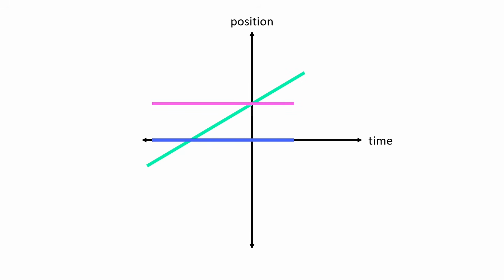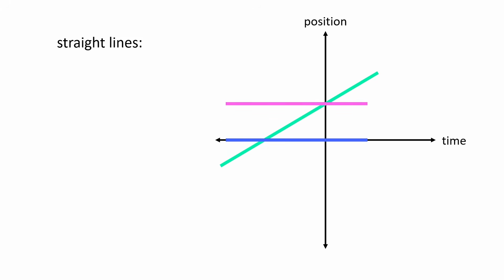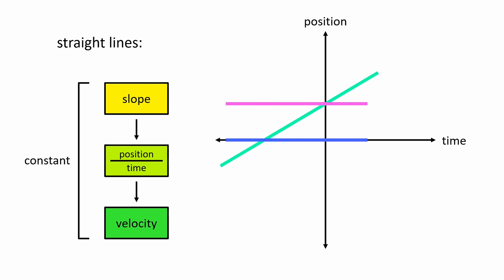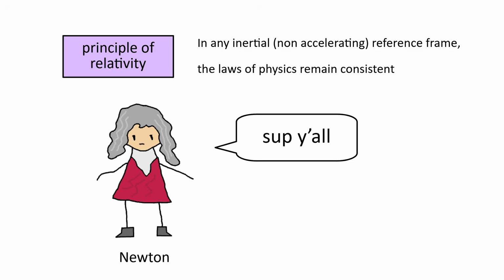But what about the straight line requirement? Well, in the context of these graphs, straight lines correspond to constant velocity, and there's a really useful fact related to that called the principle of relativity. It says that in an inertial reference frame, meaning a non-accelerating one, the laws of physics always remain consistent. Among these are Newton's laws of motion.